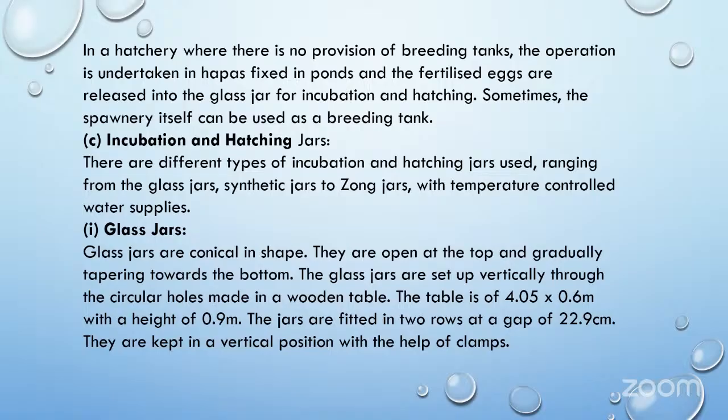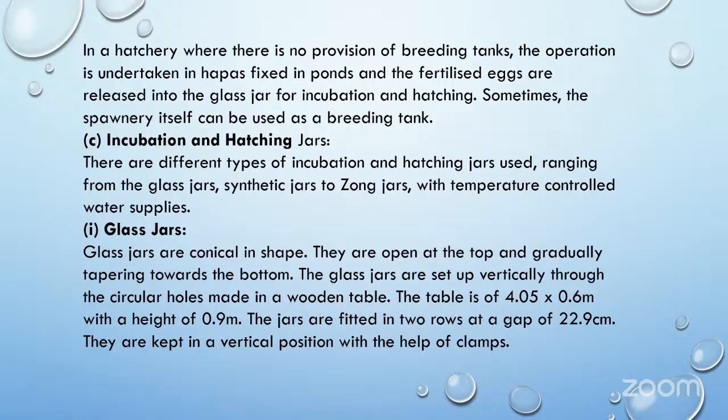Now, there are different types of incubation and hatching jars used, ranging from glass jars and synthetic jars to Zoug jars with temperature control and water supplies. Glass jars are conical in shape. They are open at the top and gradually tapering towards the bottom.